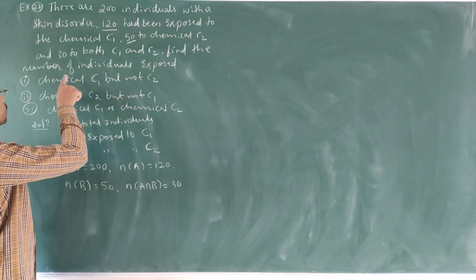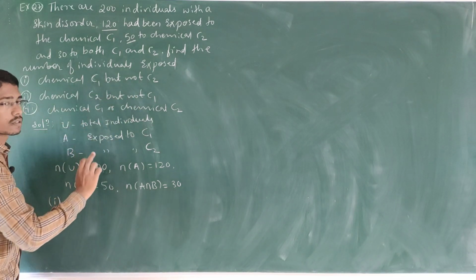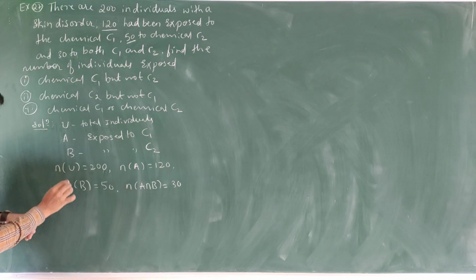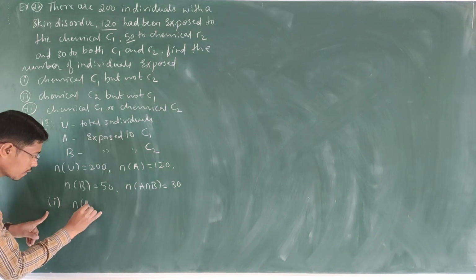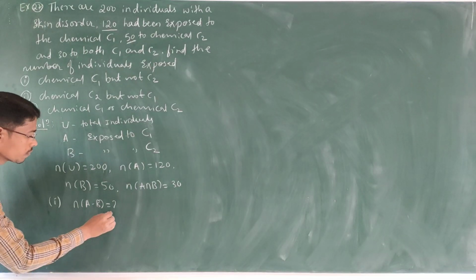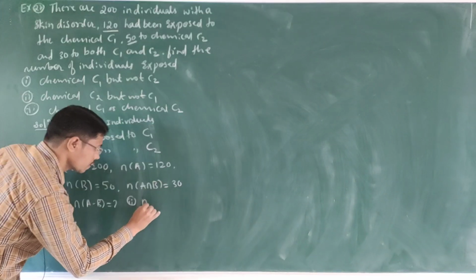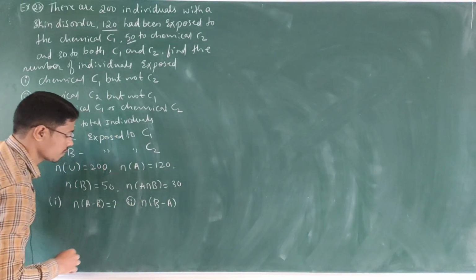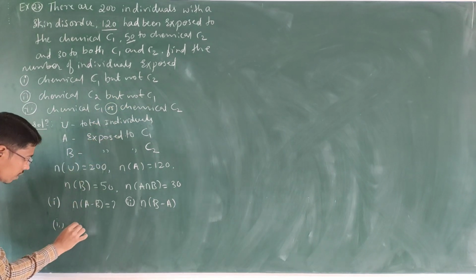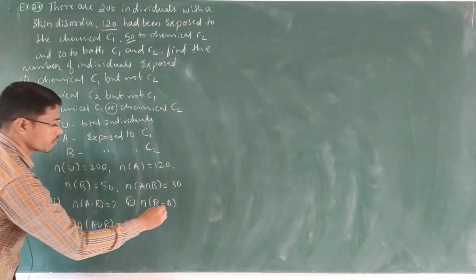Now we have to find. First one is chemical C1 but not C2, that is exposed to A but not B, means number of A minus B we have to find. Second one is C2 but not C1, that is B minus A we have to find. Third one is C1 or C2, or means always union, N of A union B we have to find. So these are the three quantities we have to find.